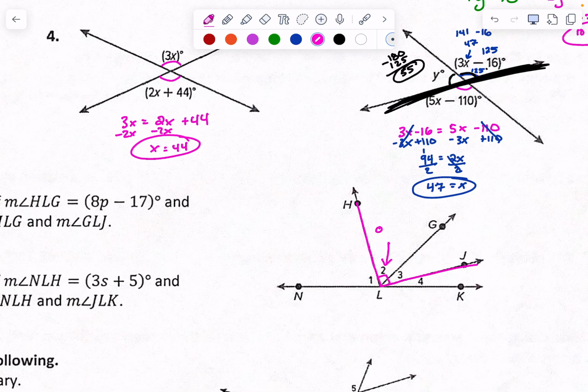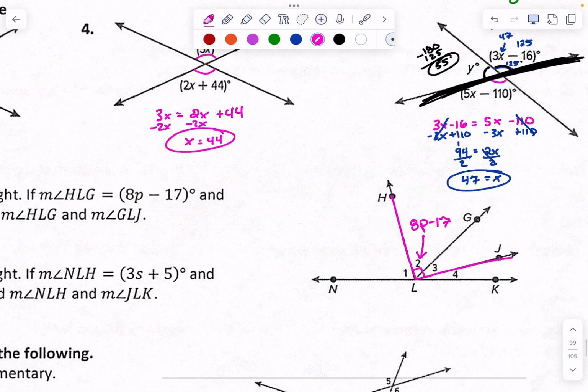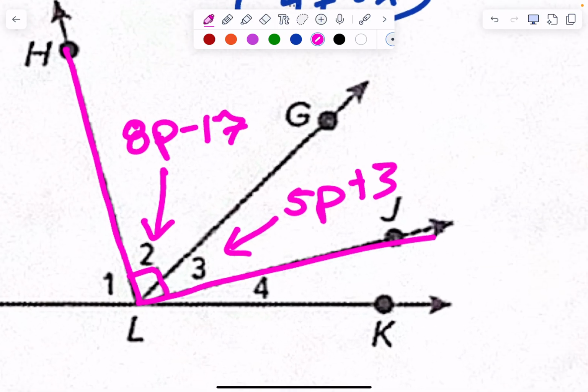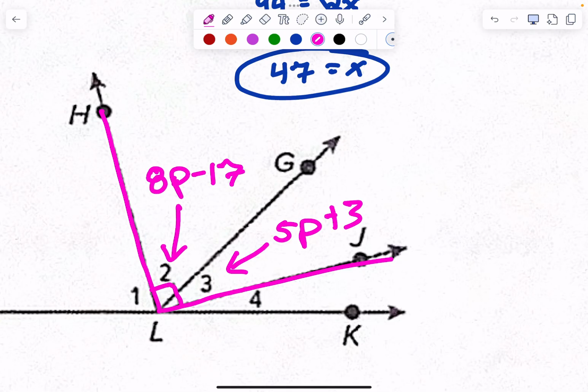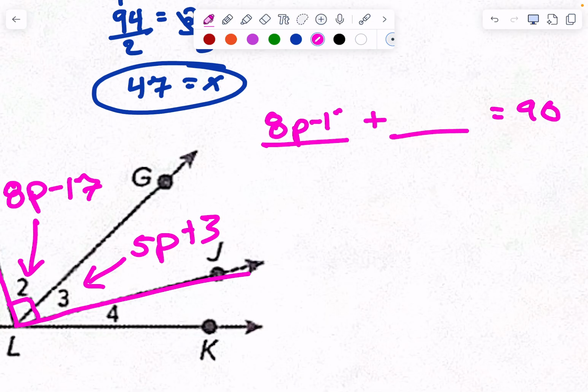Angle 2 is 8P minus 17. And the other one I'm guessing is GLJ. GLJ is the other one, and it is 5P plus 3. Are they equal? No, we don't necessarily know that. But they add together to equal 90. This guy plus this guy equals 90. 8P minus 17 plus 5P plus 3 equals 90.